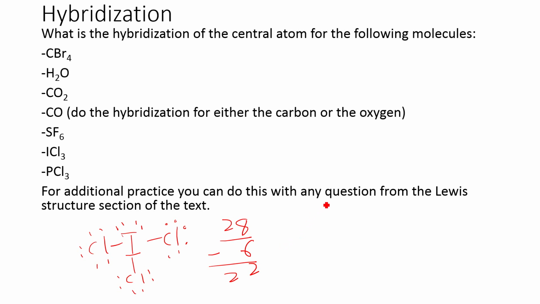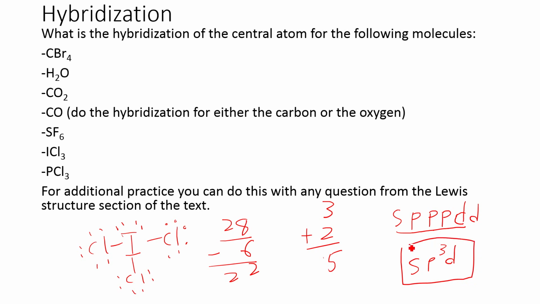We now end up with 3 things that we're bonded to, plus 2 lone pairs. We get a total of 5 electron groups. So we rewrite out our S, P, P, P, D, D. We underline 1, 2, 3, 4, 5. We're going to get sp3d.